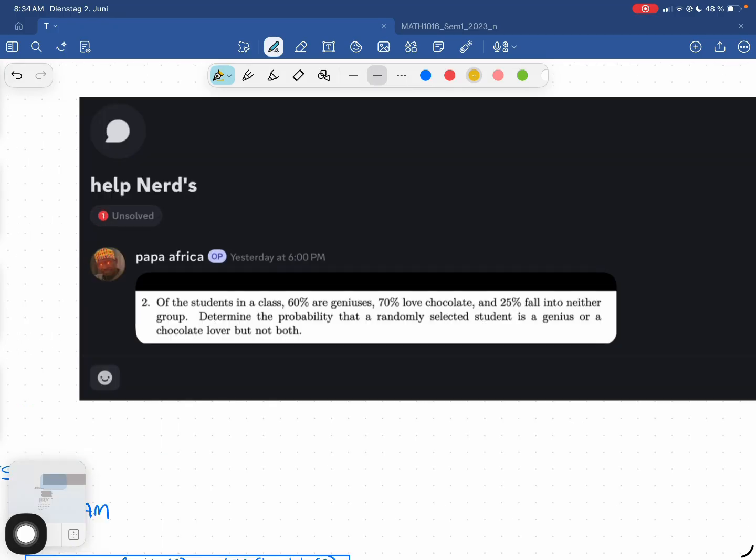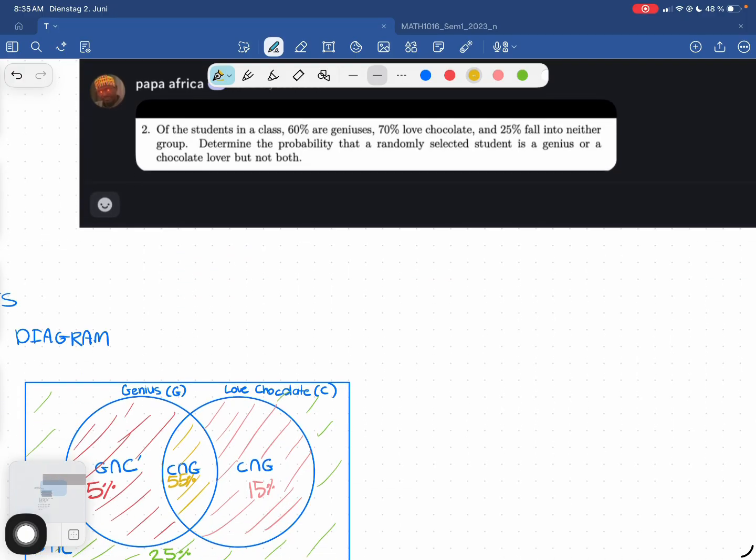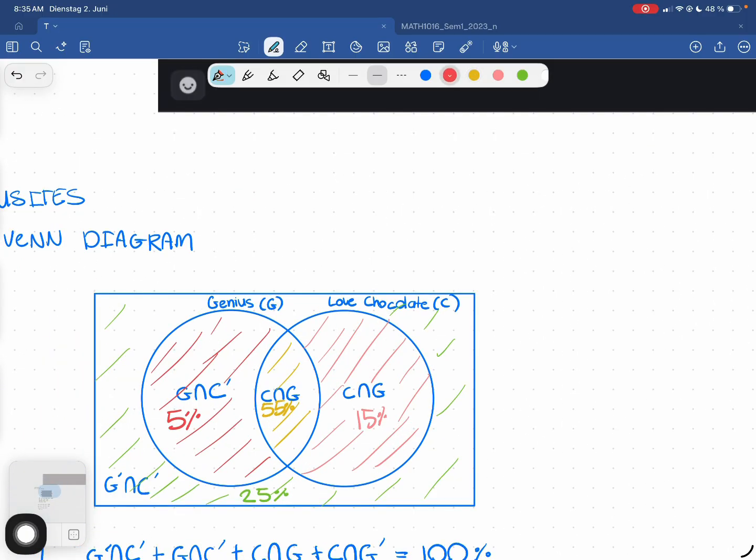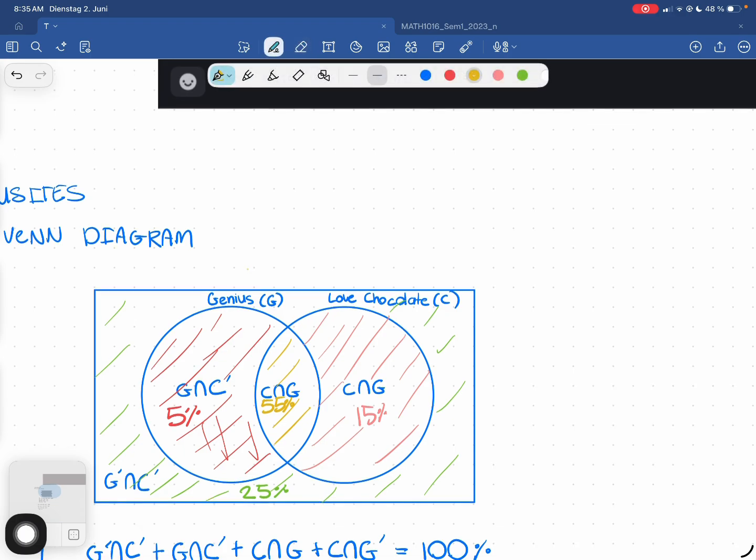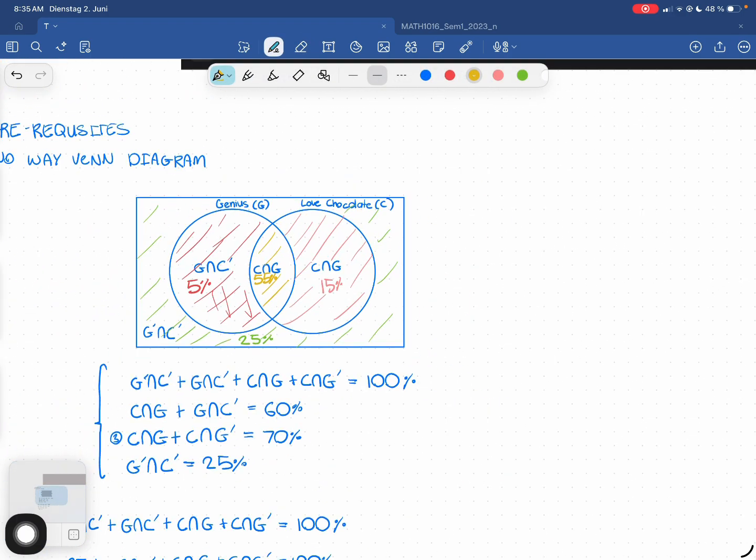Now let's go back to the question and see what it's asking. Determine the probability that a randomly selected student is a genius or a chocolate lover but not both. So it's this red area plus this pink area, and that is 20%. So your final answer is 20%.